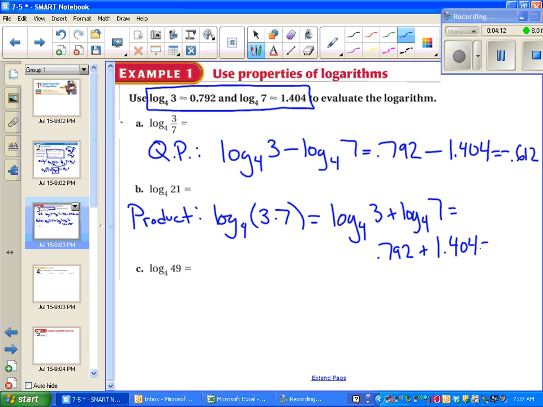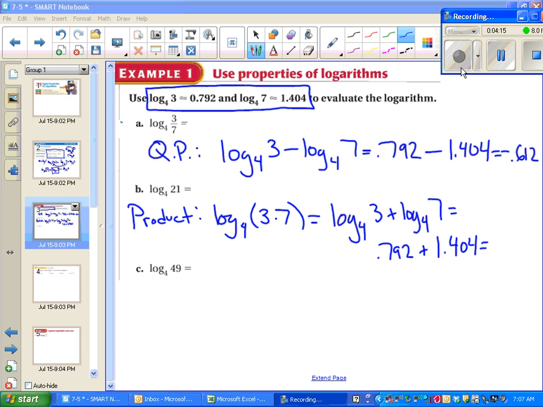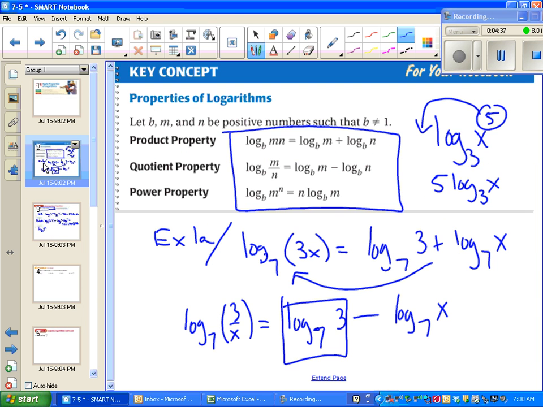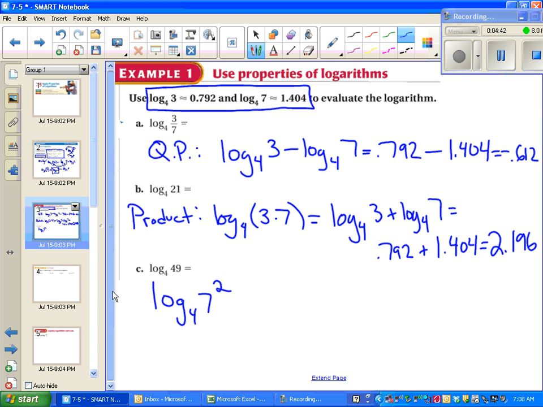Part C does not look like we can get it using a 3 and a 7. However, I do know that 49 is 7 squared. This goes back to our third property, the power property. It says we can take this exponent and drop it down to log base 4 of 7. This is easier for us now because we know log base 4 of 7 is 1.404. Multiply those, we get 2.808.